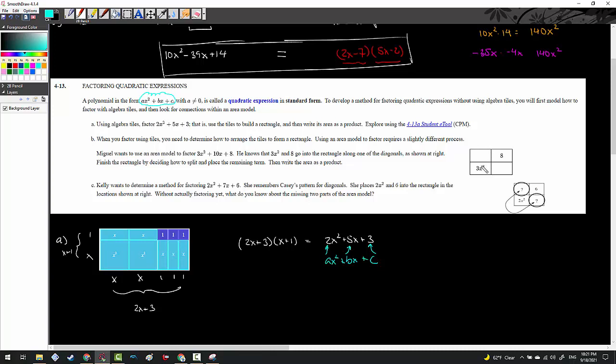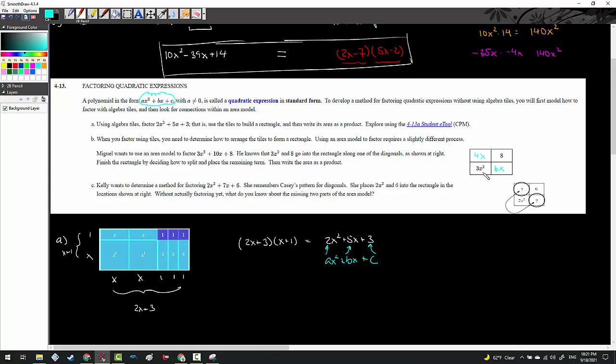Now, if we look at the diagonals of this rectangle, the 3x squared and the 8, we know they multiply to 24x squared. So what I want to do is get two numbers in here that are going to multiply to become 24. And in this case, I think I'm going to go with 6 and 4. And so here, I'm going to throw down a 6x and a 4x.